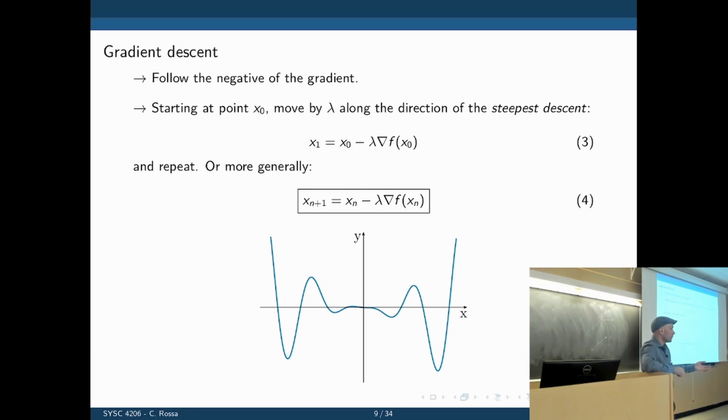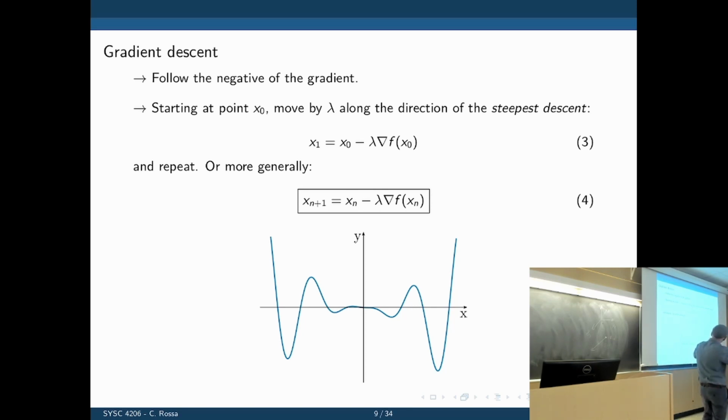Right? If the gradient gives the steepest ascent, the negative of the gradient is the steepest descent. So that's equation 3. That's what it says. So when we start at point 1, x1, now x1 here is a vector of all possible variables that make up the function.